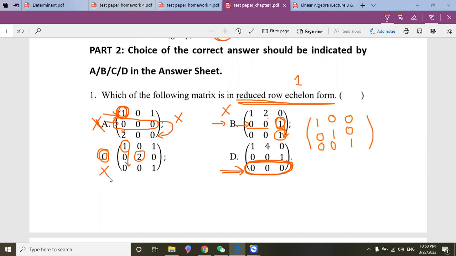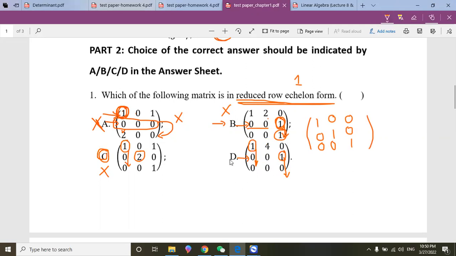Okay. And the fourth one here, this is our first pivot point, and all the entries below this pivot point are 0. And on the second row, our pivot point is here, and all the entries above and below this pivot point are also 0, right? We don't consider this 4, right? We don't consider this 4 because this 4 is not our pivot point.